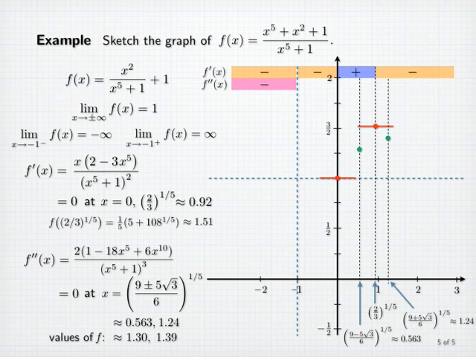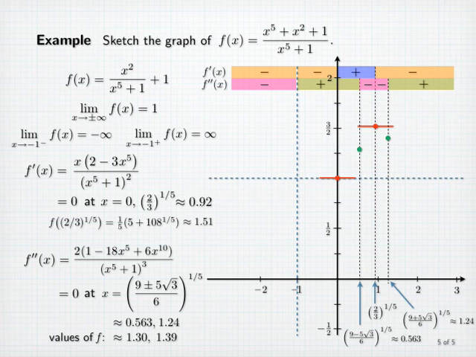Now if x is between minus 1 and the smaller of the two zeros of f double prime, the numerator of f double prime is positive and the denominator is also positive, and so f double prime is positive. Then, between the two zeros of f double prime, the numerator is negative while the denominator is positive, and so f double prime of x is negative. And then when x is greater than the larger of the two roots of f double prime, the numerator and denominator are both positive again, and so we have positive values for f double prime of x.